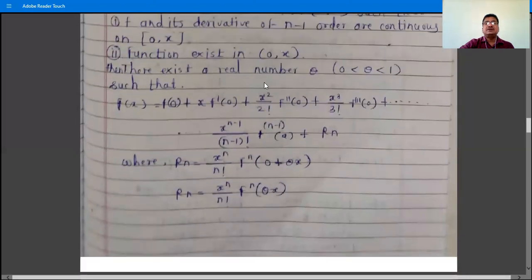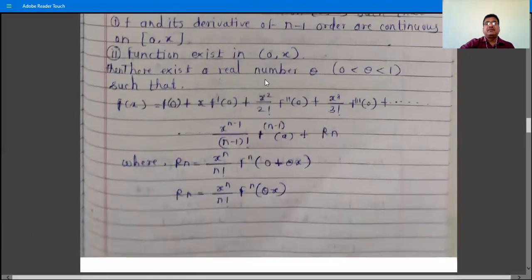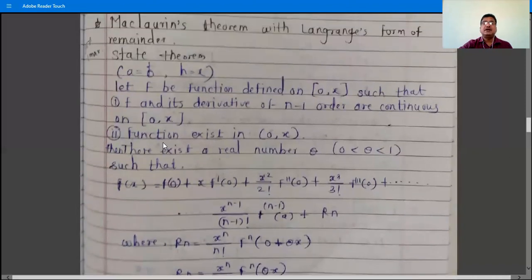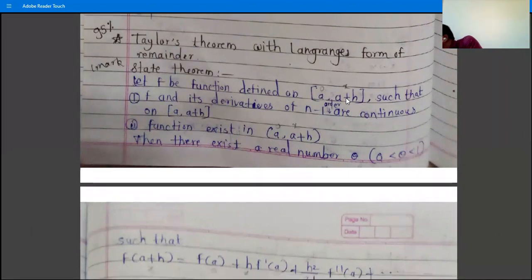Then there exists a real number theta. The function is differentiable in the open interval, the second condition being (0, x). Then there exists a real number theta, greater than 0 and less than 1, such that the same statement holds, just write a as 0 and h as x in place of a plus h.